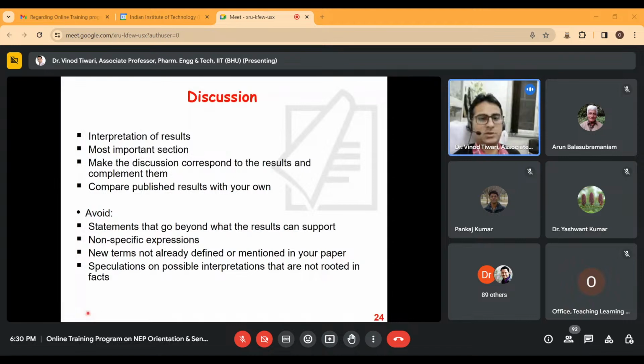Avoid non-specific expressions, be highly specific in the discussion part. Avoid using new terms which have not already been discussed in your paper. Speculations on possible interpretations that are not rooted in fact, that also you should avoid.